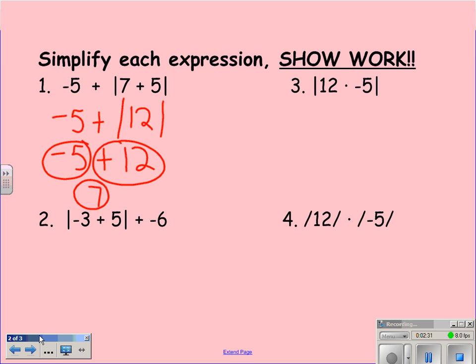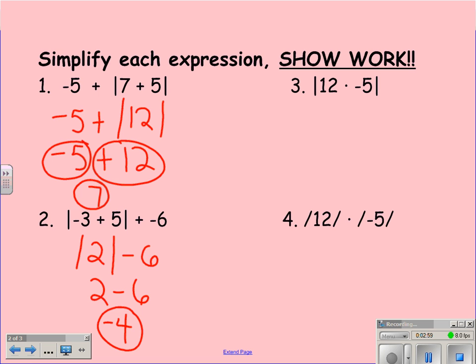Moving on to number 2, the absolute value of negative 3 plus 5, that's going to give me a positive 2. And notice that I still have the absolute value bars because I haven't yet answered the question of absolute value, because we just now got it to the point of one number. As far as the rest, we have a plus and a negative. Well, plus and negative really just means to subtract a 6. The absolute value of 2 is 2, and 2 minus 6 gives us a negative 4.